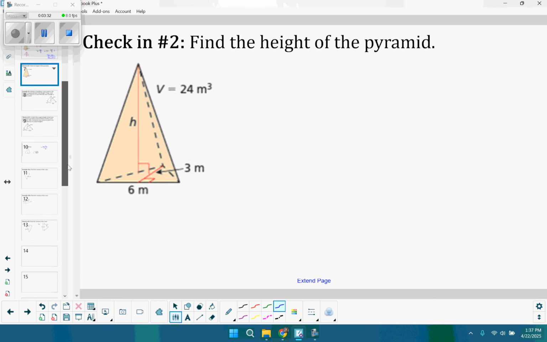So here's a check-in for you to try. Pause. Answers are posted on Google Classroom.